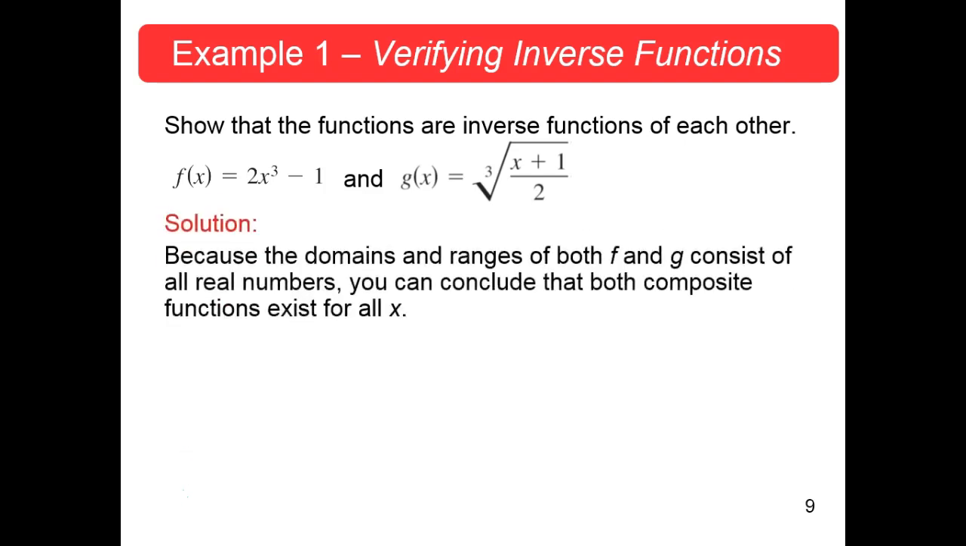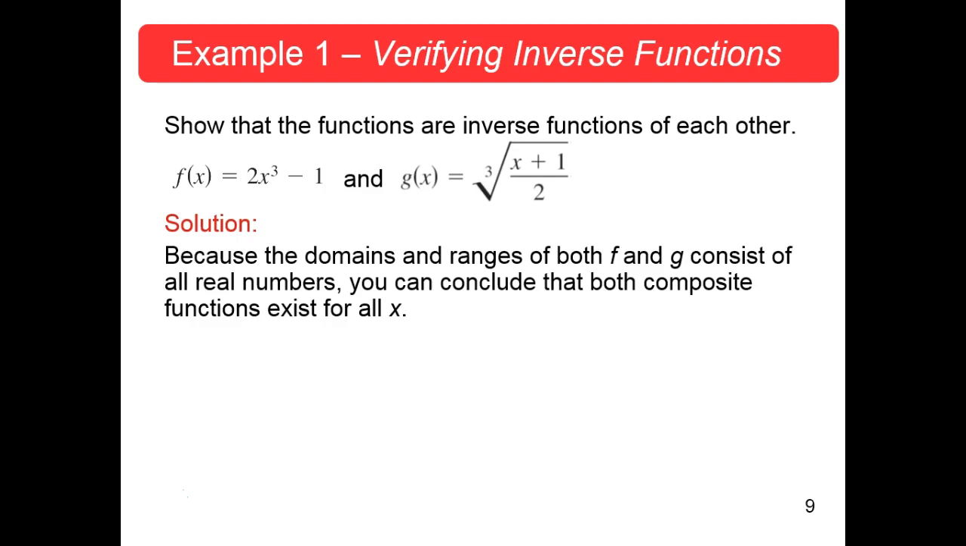So here's how they do that, because of the domains and ranges of both f and g. The domain of f is all real numbers. The domain of g is all real numbers, because this is a cube root. If that was a square root, you would have to have what's in there positive. Cube roots can be anything. So the domains and ranges consist of all real numbers.